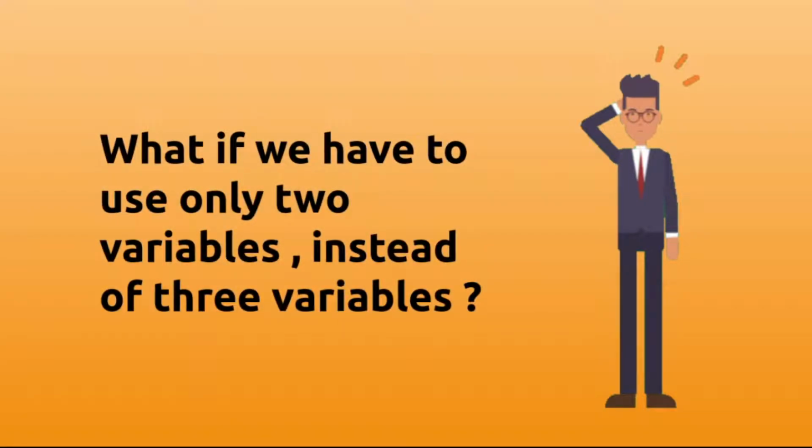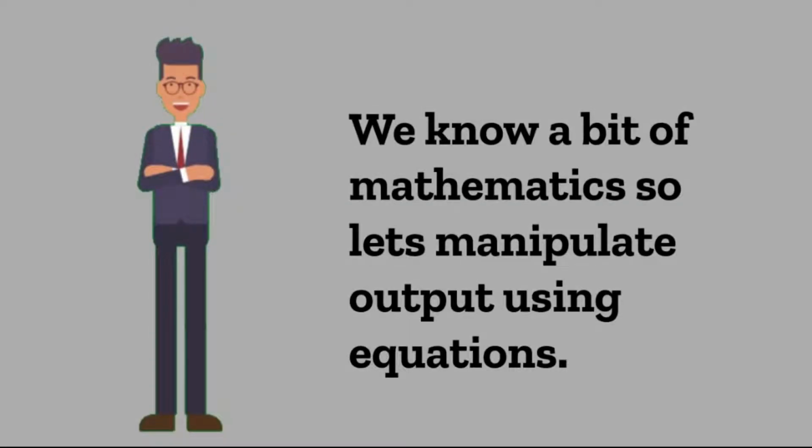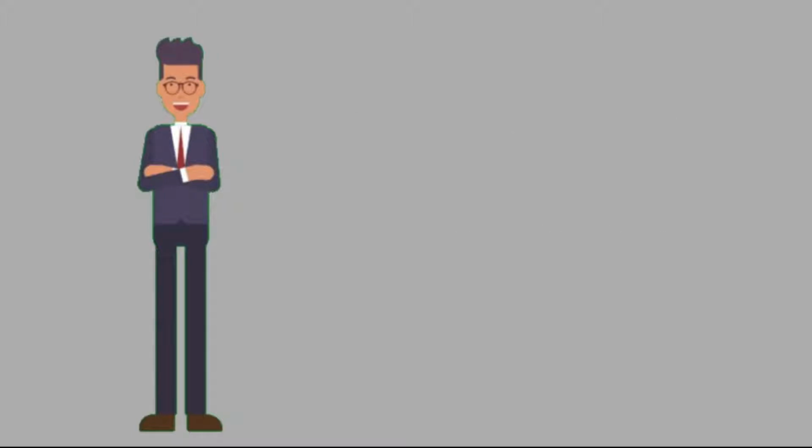In this method, we are using three variables to do swapping. But what if we try to do it using two variables? Since we know a bit of mathematics, let's try to write some equations to manipulate the output. With this, let's get into our second method.